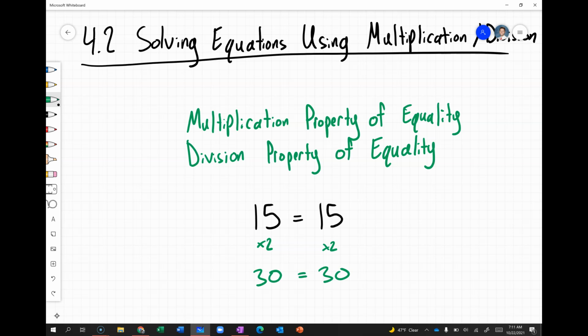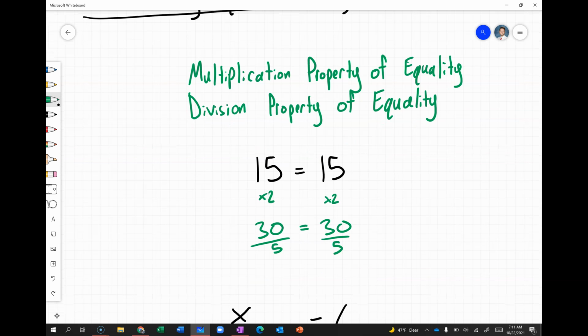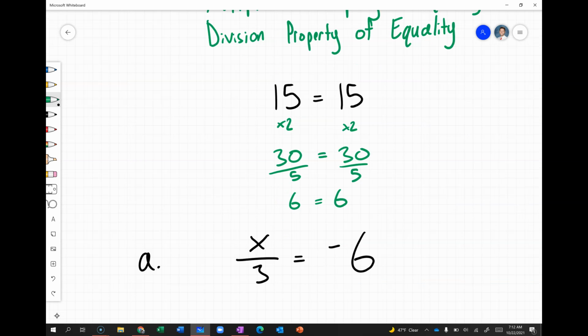And if we were to divide both of these by 5, 30 divided by 5 is 6, and 30 divided by 5 is 6. So again, we can see both the multiplication property of equality and the division property of equality in action. So let's practice a few.